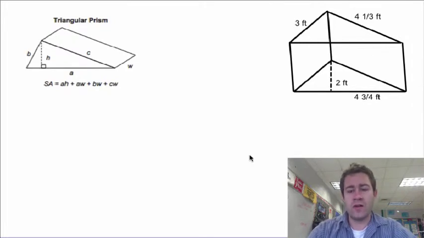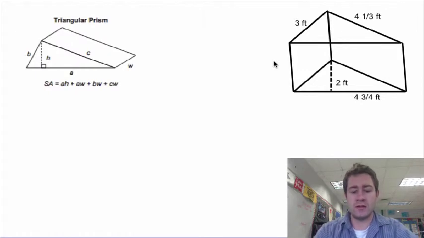Right over here you have a triangular prism which has a triangle whose base is 4 3/4 feet and its height is 2 feet. And it has a hypotenuse, or one of the sides is 3 feet, another side is 4 1/3, and then we also have, I'm going to make one as 4 feet would be our length from triangle to triangle base. Okay, so with that being said, we have a whole bunch of measurements to work with.